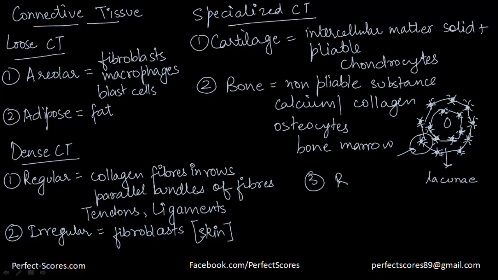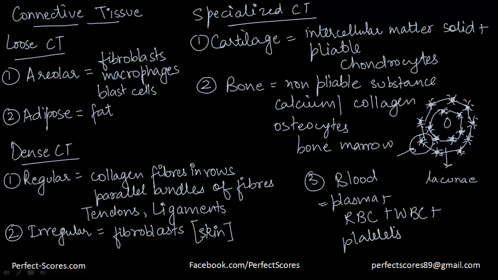And with that, we come to the third kind of specialized connective tissue, which is blood itself. It's a fluid connective tissue. It contains plasma, which is the floating matter. Within plasma, you have the red blood cells, the white blood cells, and the platelets. And that's the main circulating fluid that helps in transport of various substances. And we will learn about blood in detail, but in the later videos. So that was all that you need to know about the connective tissue right now.